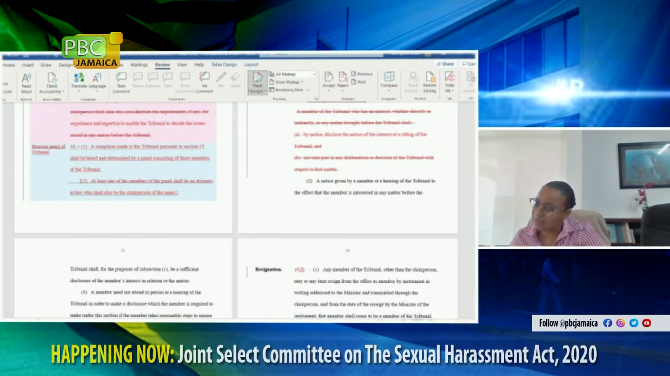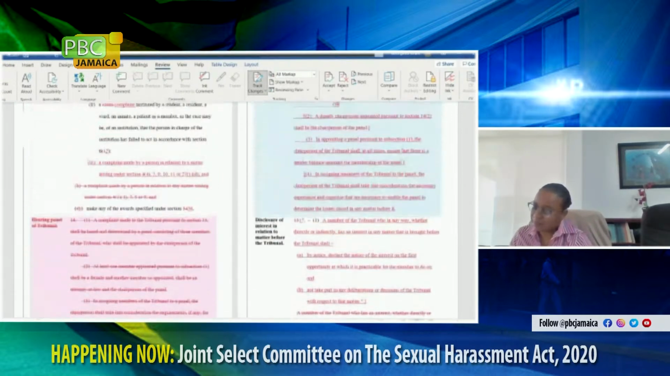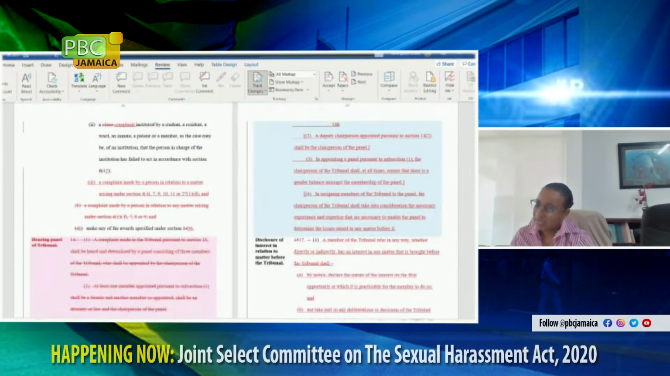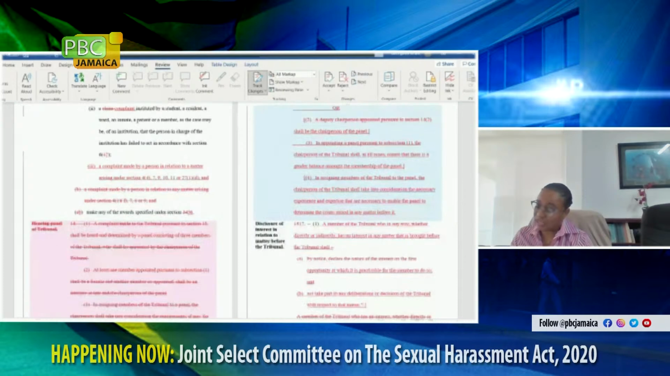16.1, a complaint made to the tribunal pursuant to section 15 shall be heard and determined by a panel consisting of 3 members of the tribunal. Subclause 2, at least one of the members of the panel shall be an attorney at law who shall also be the chairperson of the panel, or a deputy chairperson appointed pursuant to section 14.2 shall be the chairperson of the panel. 3, in appointing a panel pursuant to subsection 1, the chairperson of the tribunal shall at all times ensure that there's a gender balance amongst the membership of the panel.